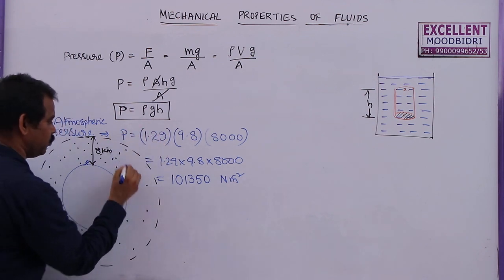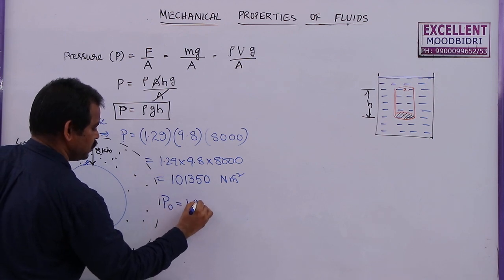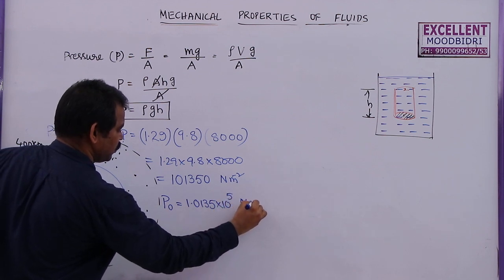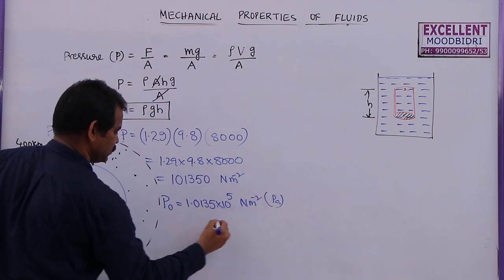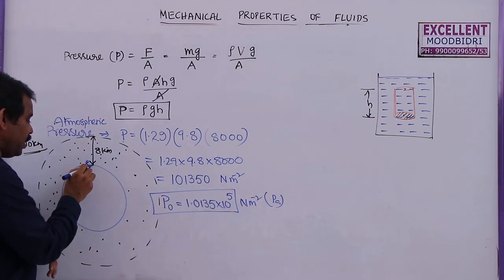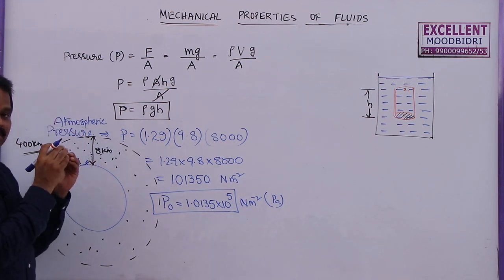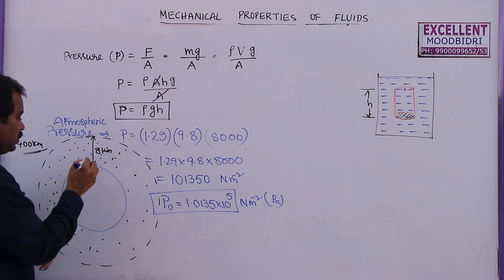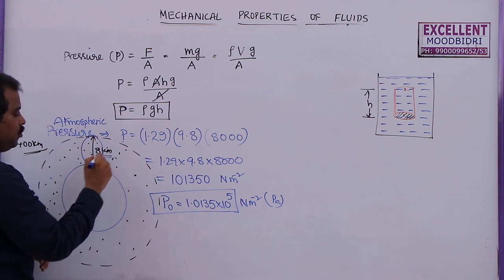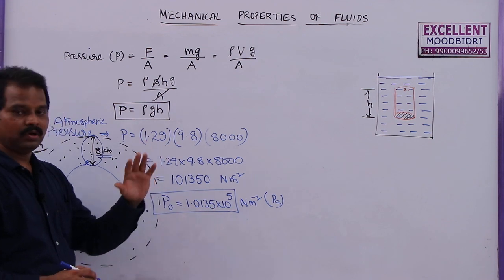Throughout this lesson, we are going to denote this pressure as P naught, which is equal to 1.0135 into 10 power 5 Newton per meter square, or also called Pascal. So this is the atmospheric pressure. Remember students, I am telling you the atmosphere is spread up to 400 kilometers, but as you move away from the earth, the density of air gradually decreases. That's why the average height of the air from here to here will be taken as 8 kilometers. So by using these values, you can find this value as 1.0135 into 10 power 5 pascals.